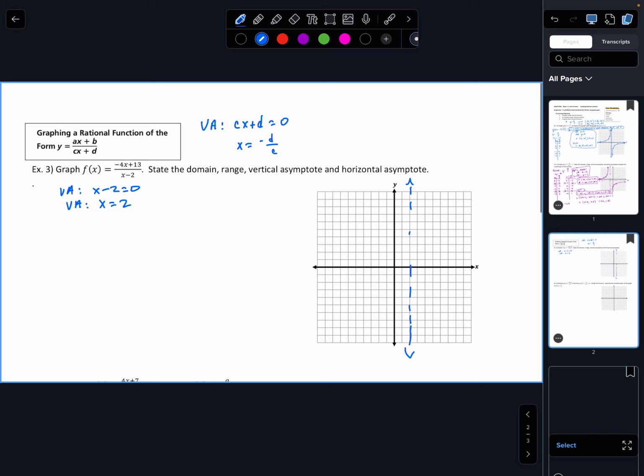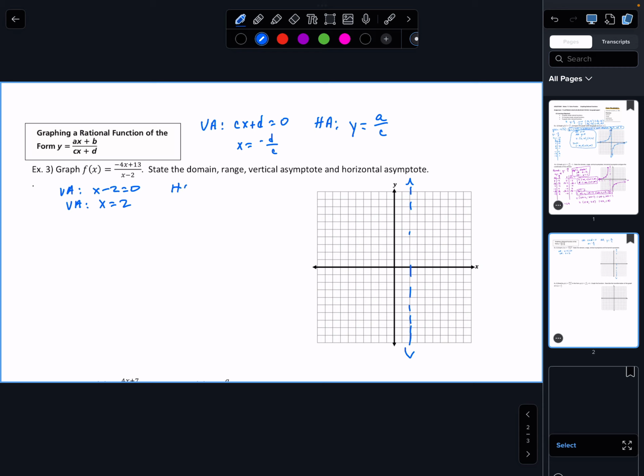For the horizontal asymptote, it is the ratio of those leading coefficients. It is the ratio of A to C. So it is y equals A over C. That is how you find your horizontal asymptote.